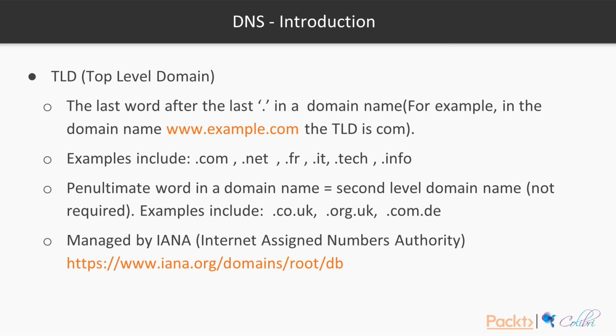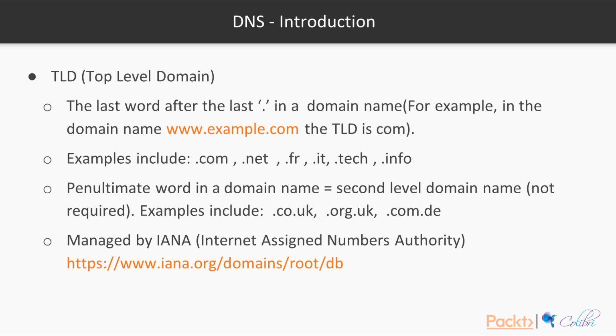Next, let's talk about top-level domain, or TLD. Think about a TLD as being the last word after the last dot in a domain name. So for example, in the domain name www.example.com, the TLD is .com. Examples include .com, .net, .fr, .it for Italy, .tech, .info.